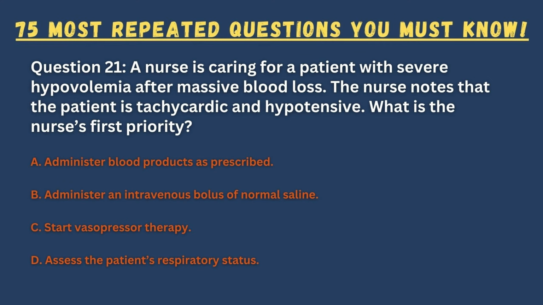Question 21. A nurse is caring for a patient with severe hypovolemia after massive blood loss. The nurse notes that the patient is tachycardic and hypotensive. What is the nurse's first priority? A. Administer blood products as prescribed. B. Administer an intravenous bolus of normal saline. C. Start vasopressor therapy. D. Assess the patient's respiratory status.